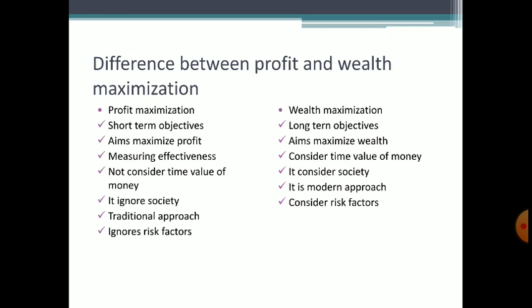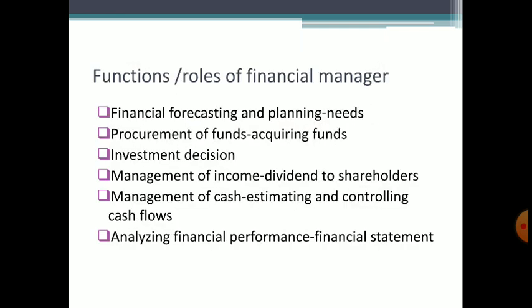The next one is under profit maximization it ignores society. Under wealth maximization it considers society. Profit maximization is the traditional approach, and wealth maximization is the modern approach. Under profit maximization, they ignore risk factors. Under wealth maximization, they consider risk factors. These are the differences between profit maximization and wealth maximization.